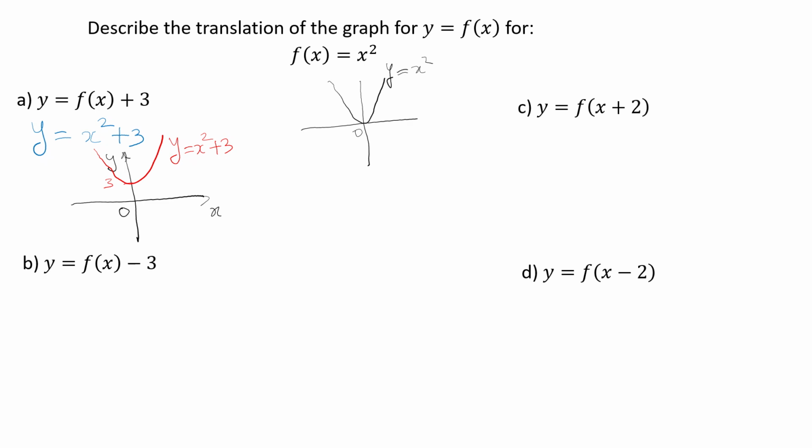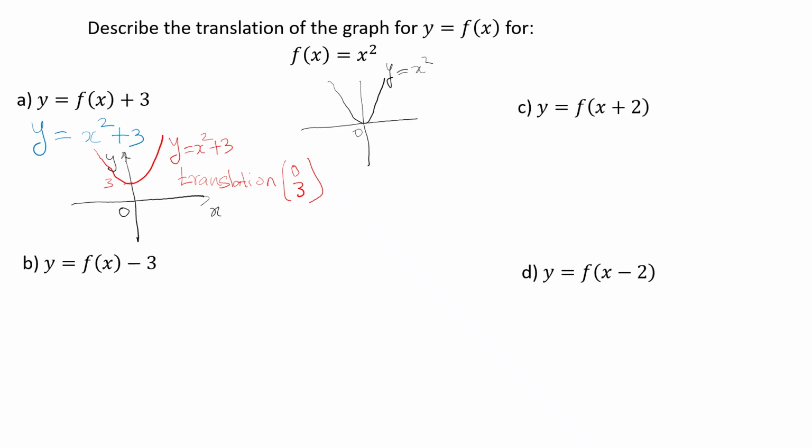That means if the constant is added or subtracted outside the function, the graph moves vertically. It means the graph moves along the y-axis, up or down. So the translation: in the x direction, the graph is not moving, so 0. In the y direction, the graph moves by 3, so (0, 3).